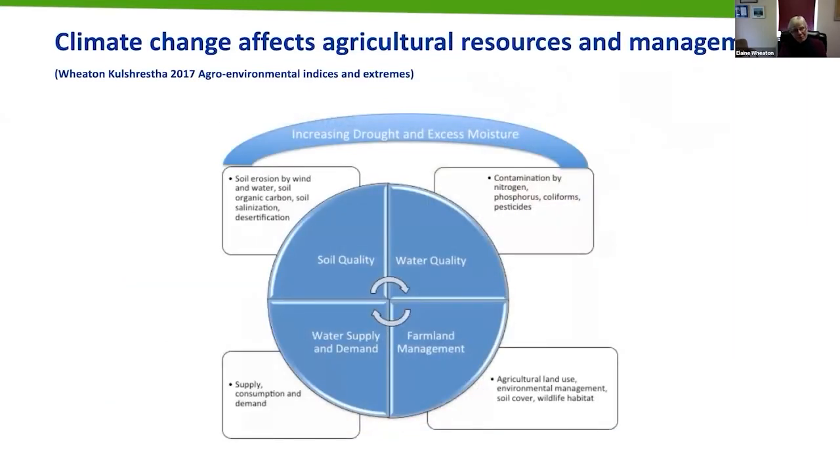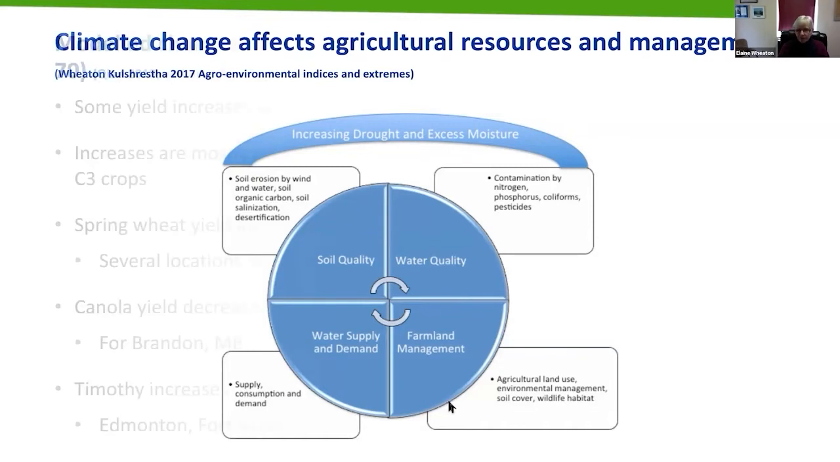So, giving you a change from the maps and the graphs, here is a conceptual diagram of how climate change can affect agricultural resources and also management. Again, the reference is here. And I'm using agro-environmental indices that OECD and Agriculture Canada use for evaluating agro-environmental qualities. So when we have increasing drought and excessive moisture that we forecast to continue and accelerate, these four main aspects really are affected: soil quality, water supply and demand, and farmland management. So looking at farmland management more specifically, I've given you examples of each of these, and those are land use and several other aspects.